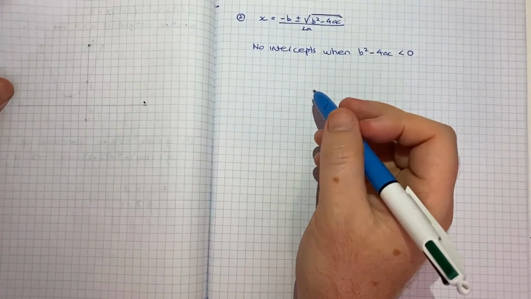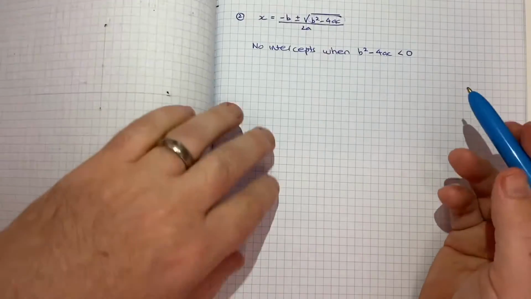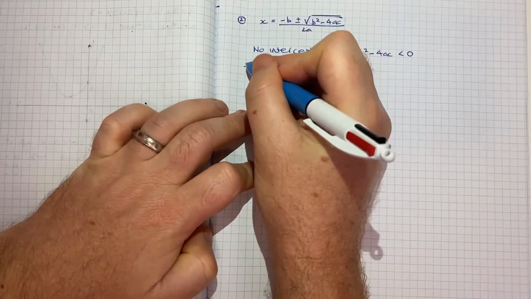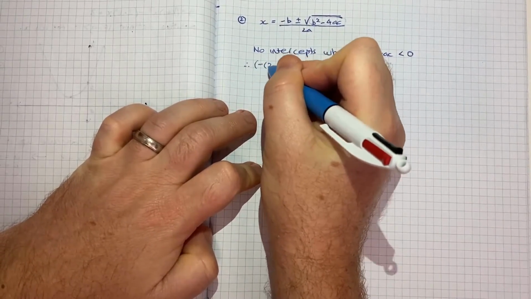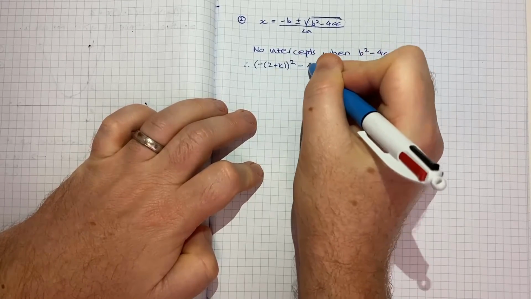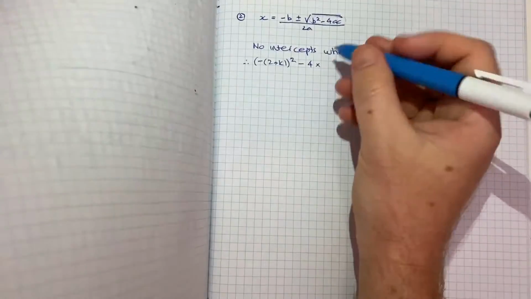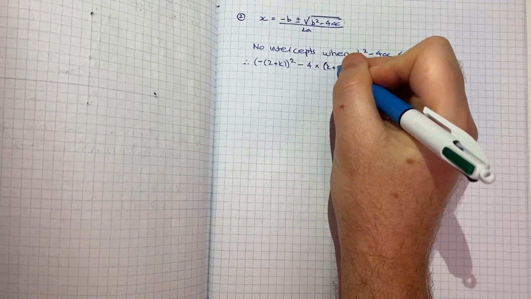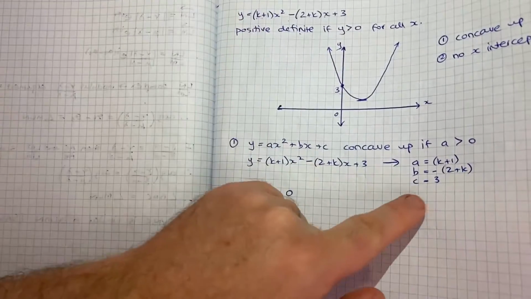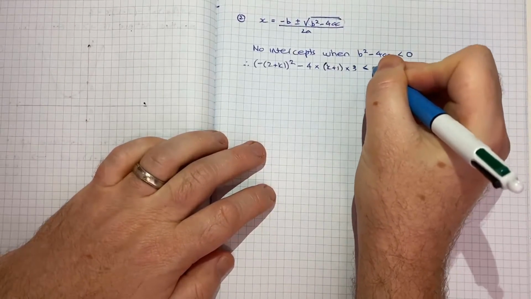So for us, b is −(2 + k). What we need is (−(2 + k))² − 4 times a, which is (k + 1), times c, which is 3. That has to be less than 0.